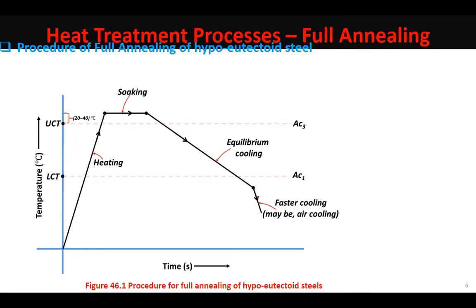And you know, no transformation takes place during cooling when you are at a temperature lower than the lower critical temperature of the steel. So beyond this temperature, there is no need of slow cooling. So now you can do air cooling to improve the productivity of your process.